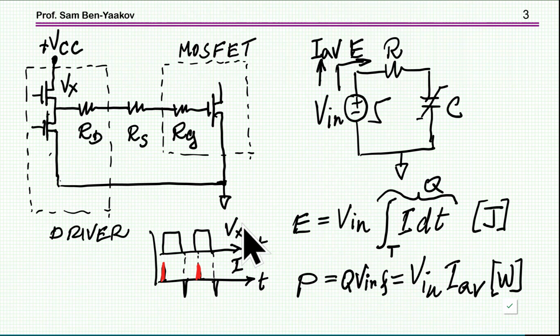Okay? So the power that goes into the circuit is the charge times Vin times F, or of course Q times F is the average current. So by looking at the average current here in VCC, you know how much power is actually going to this circuit, and it's all sort of pushed by the charge that you need for the gate.